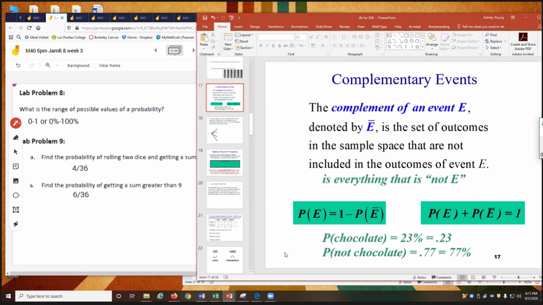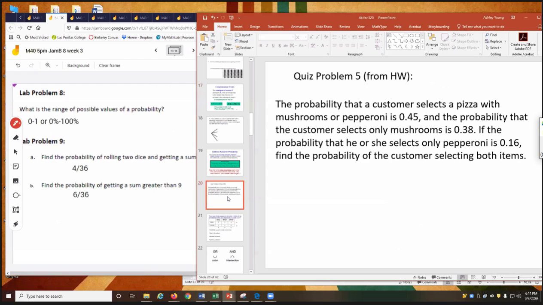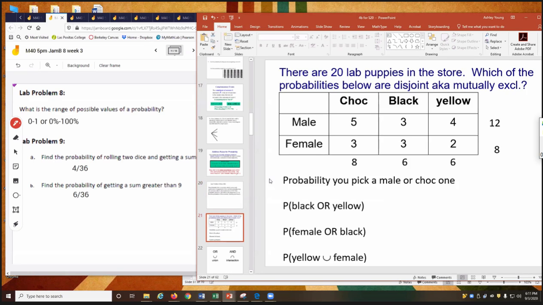Okay, everybody on board with that part? Those are complements. You add them up, their probabilities better equal 1. We're going to do this problem also, but we'll do it later. Ignore that one. That's next class.